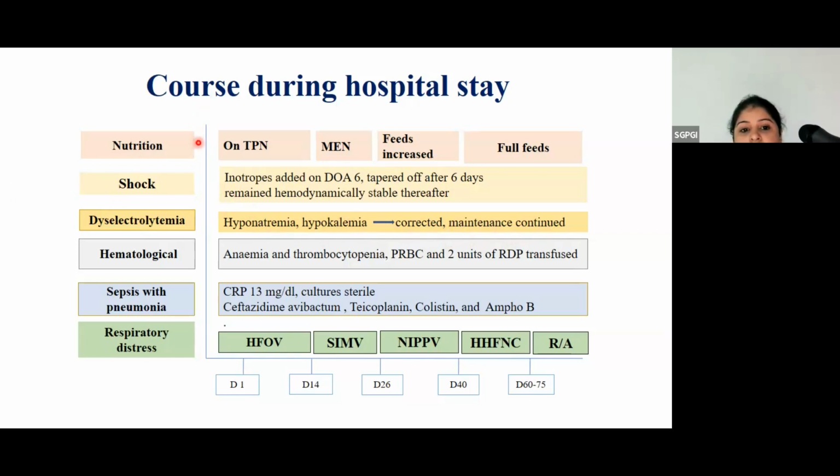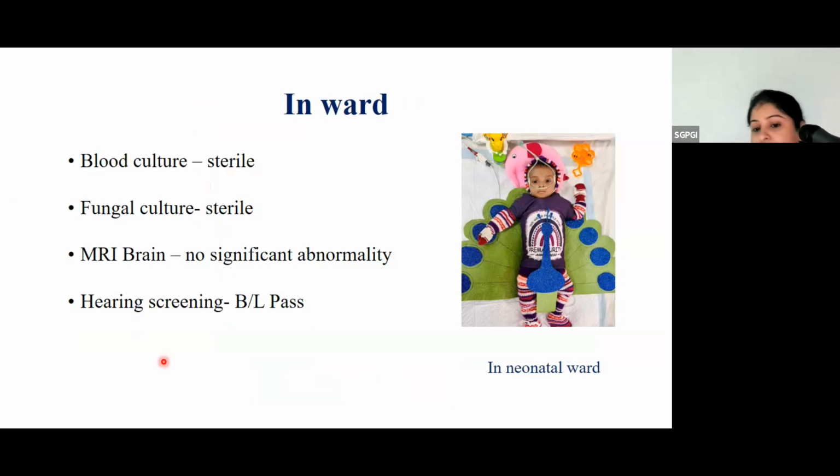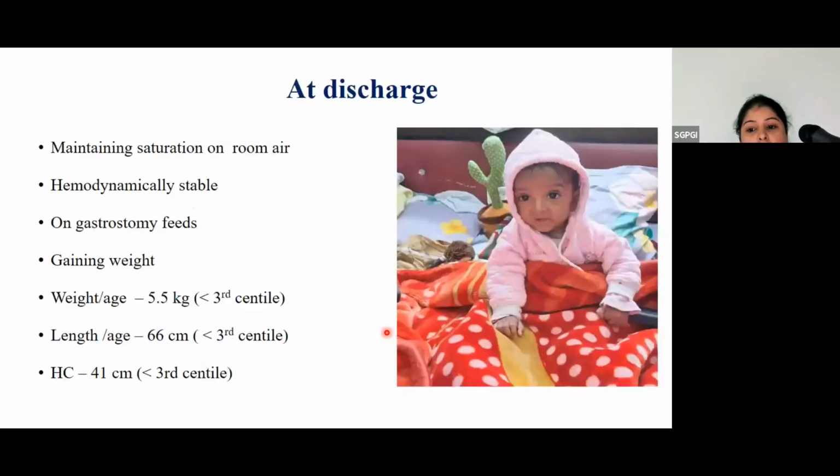On the nutrition aspect, we had to give total parenteral nutrition initially for 14 days, and later on, minimal enteral feeds were initiated and gradually increased. These were gastrostomy feeds. In the ward, the repeat cultures sent were sterile, MRI brain showed no significant abnormality, and the hearing screen was bilaterally passed. The baby was on minimal oxygen therapy in the ward. At the time of discharge, the baby was maintaining saturation on room air, was hemodynamically stable, was accepting gastrostomy feeds, and was gaining weight. The weight, length, and head circumference were still less than the third centile since the baby underwent a stormy course in the hospital.